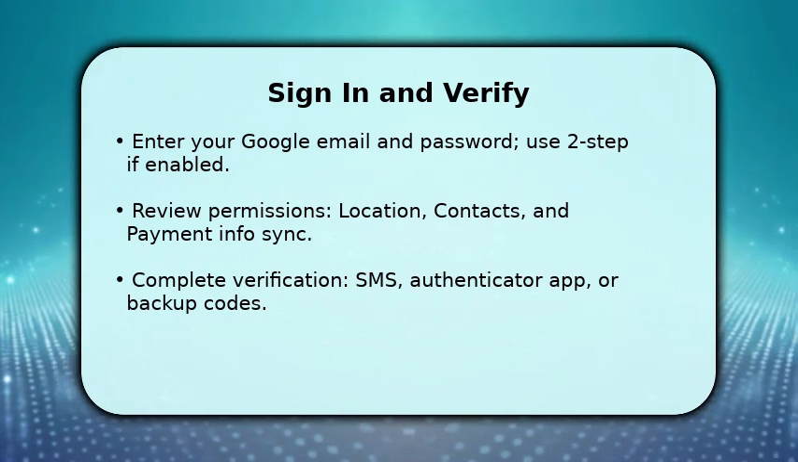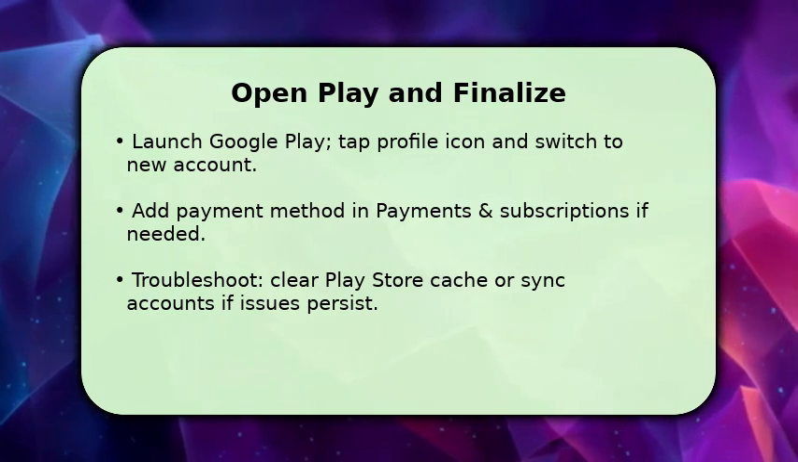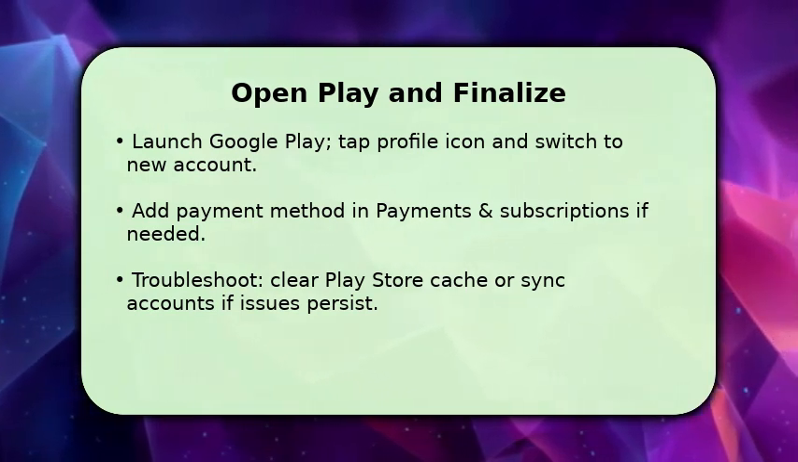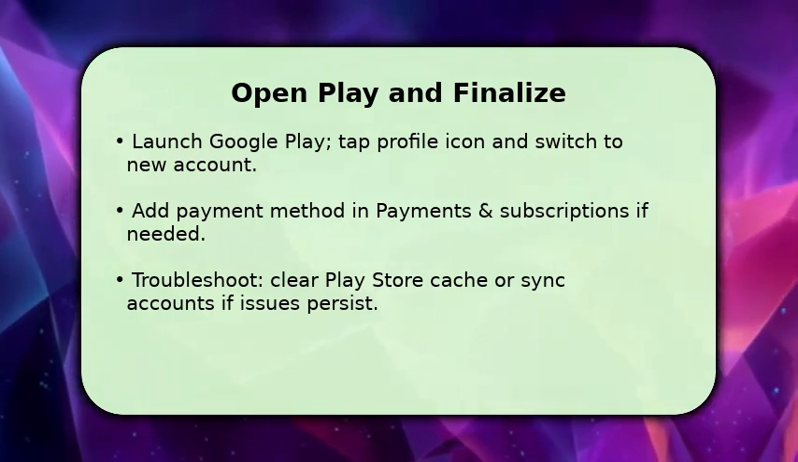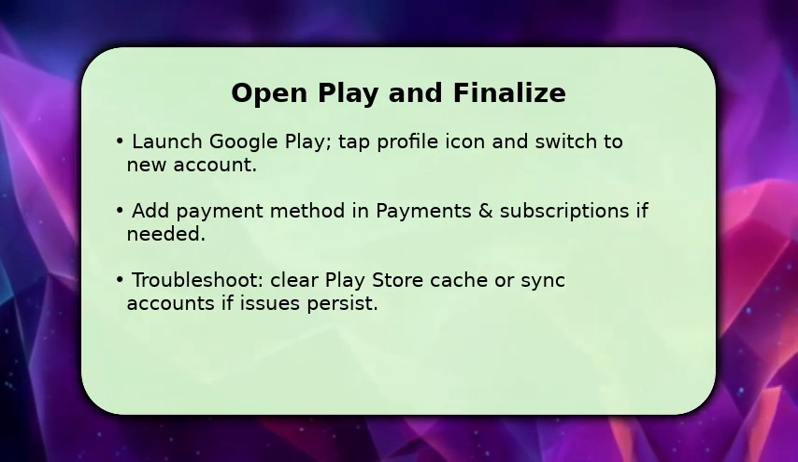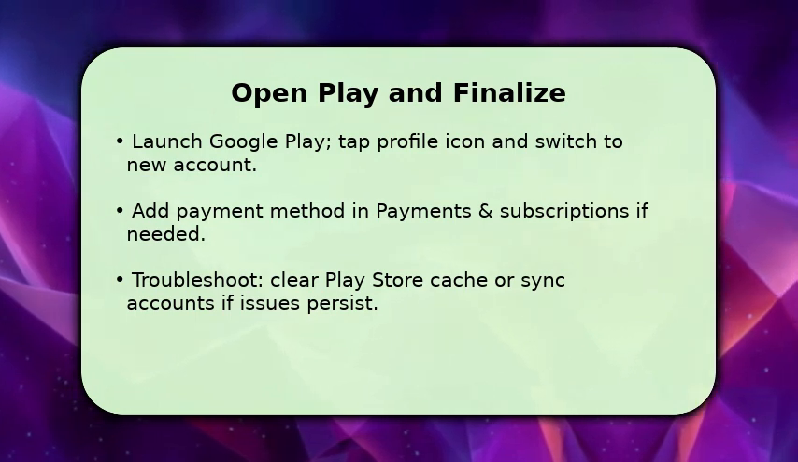Finish by opening the Google Play app and confirming the account is active there. Tap the profile icon at the top right and switch to the newly added Google account. This ensures Play uses that account for downloads and purchases. If you need to buy apps, go to Payments and Subscriptions to add a card or Google Pay.